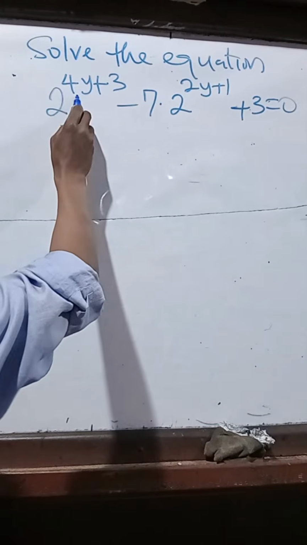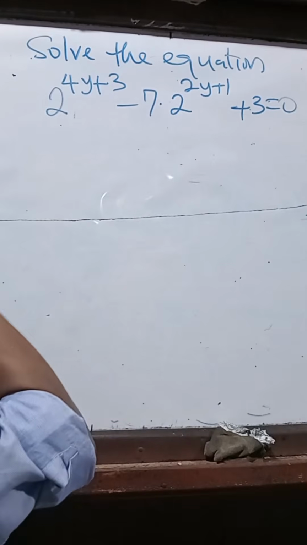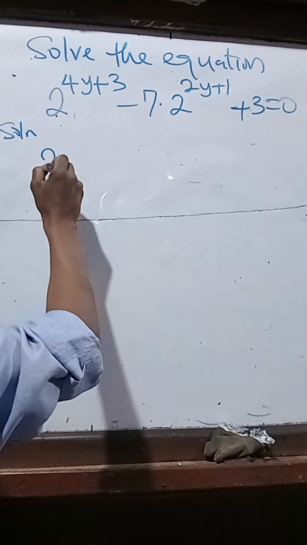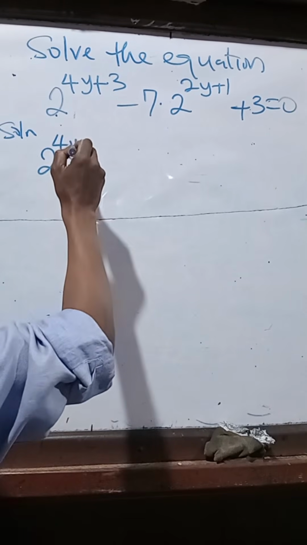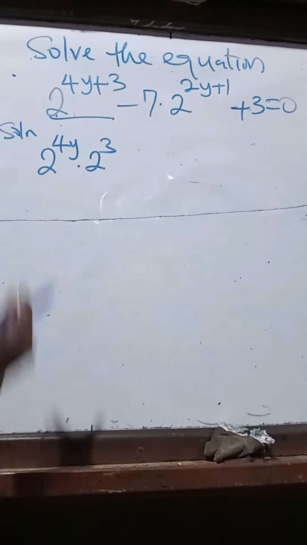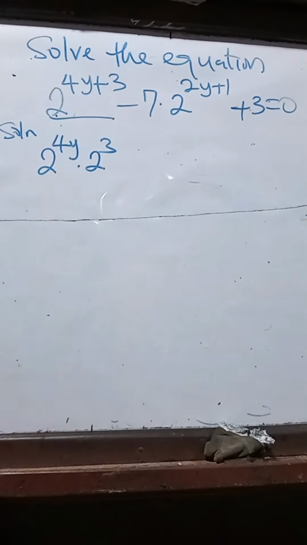This is 4y. This is 2y. Okay, so we can write this one as well. 2 to the power 4y. Let's break it down. 2 to the power 3. That's the implication of this one. If you apply your indices again, it's going to give you the question again.